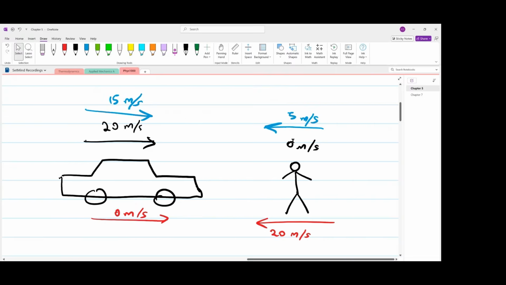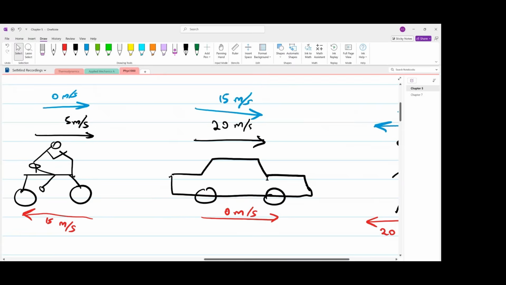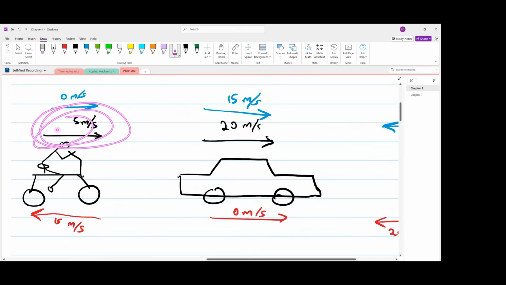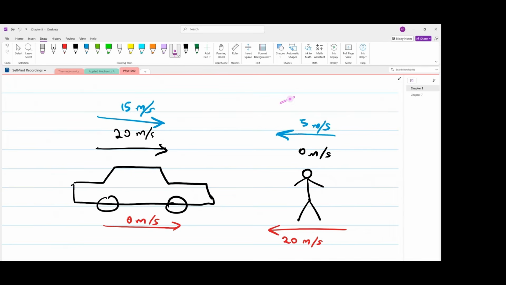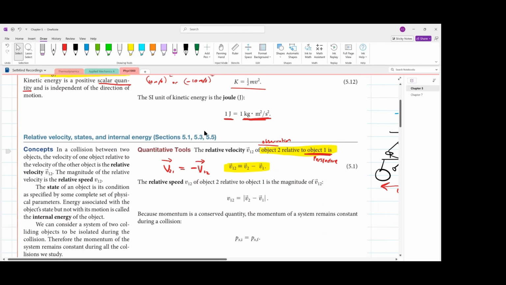So they are the same value, but just different directions. Similar situation between the guy and the car: 20 to the right, 20 to the left. Same value, opposite directions. Same between the biker, 5 to the right, and the guy, 5 to the left. I hope that this makes sense. It is absolutely important, so just don't mess up the order.